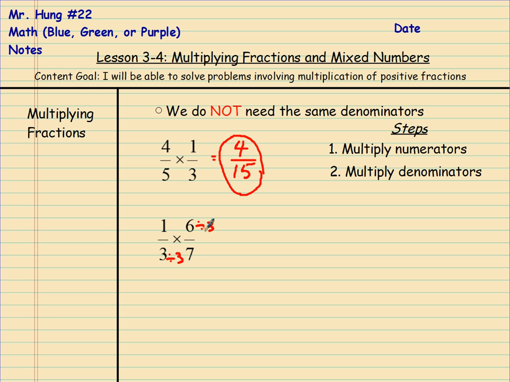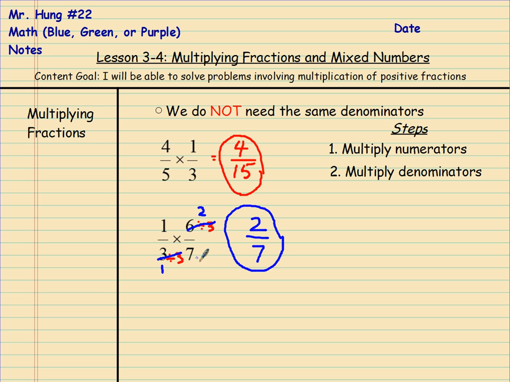So what this does is that 6 divided by 3 is 2. So this becomes a 2 up here. 3 divided by 3 is 1. This becomes a 1 down here. And now we follow the same steps. Numerator times numerator, 1 times 2 is 2. 1 times 7 is 7. So our answer is 2/7.